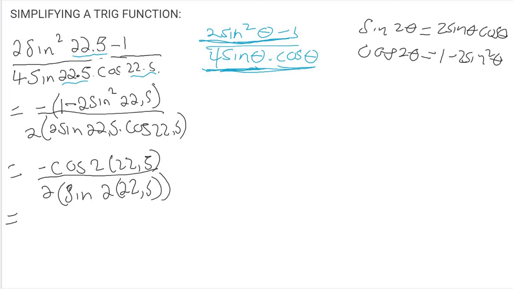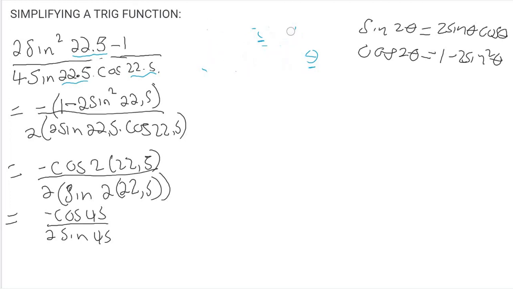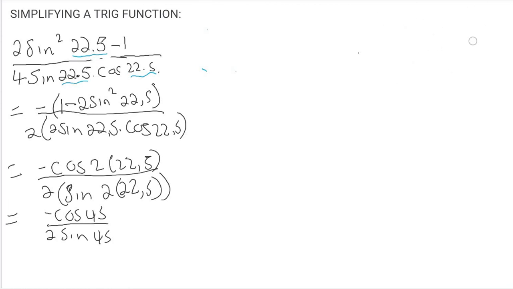Now we can say the top there is just cos 45, negative, mind you, and the bottom is sine 45. These are now special angles, which you can fill out by writing the actual values.